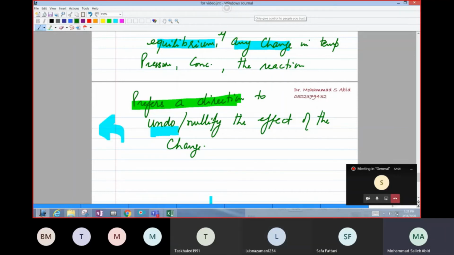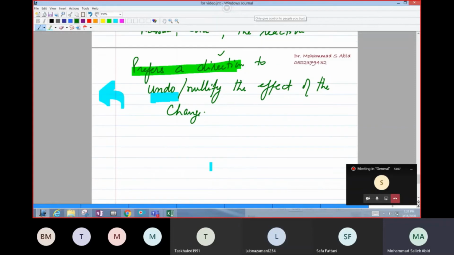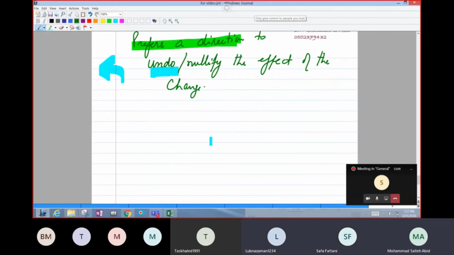If I increase the temperature, what will the reaction do? It prefers a direction. So which direction can it go? If I decrease the pressure, which direction will the reaction try to go? But how will we know which direction is increased or decreased? That's what we are going to learn.